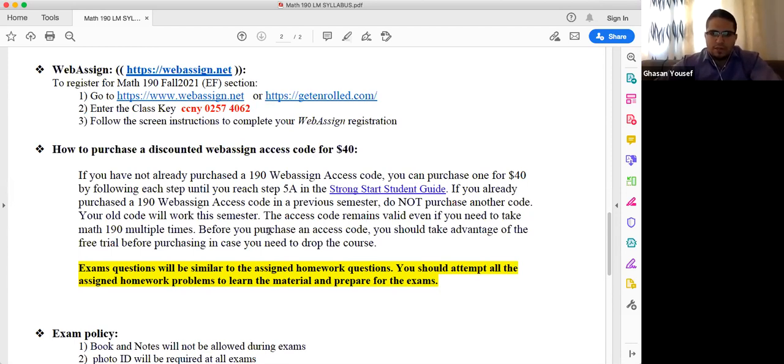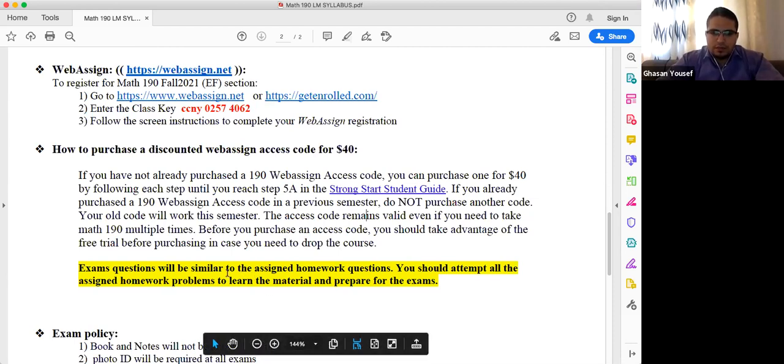So I mean, you don't have to pay the money right now. Just use it for free for 1 week, 2 weeks, until you see if you would like to stay in the class. If you would like to drop the class, you don't have to pay anything. But if you want to stay in the class, you should pay the $40, the discounted price.